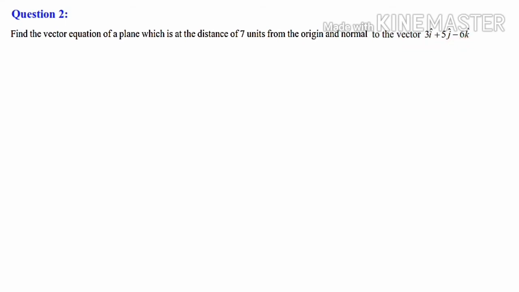So let's write down the given conditions. The normal vector n vector is given. Remember, this is a normal vector, not a unit vector. So n vector is 3i cap plus 5j cap minus 6k cap. And d is also given, d is equal to 7 units. And we know the vector form, that is r dot n cap is equal to d. Here vector n is there, we have to find n cap for writing the vector equation.